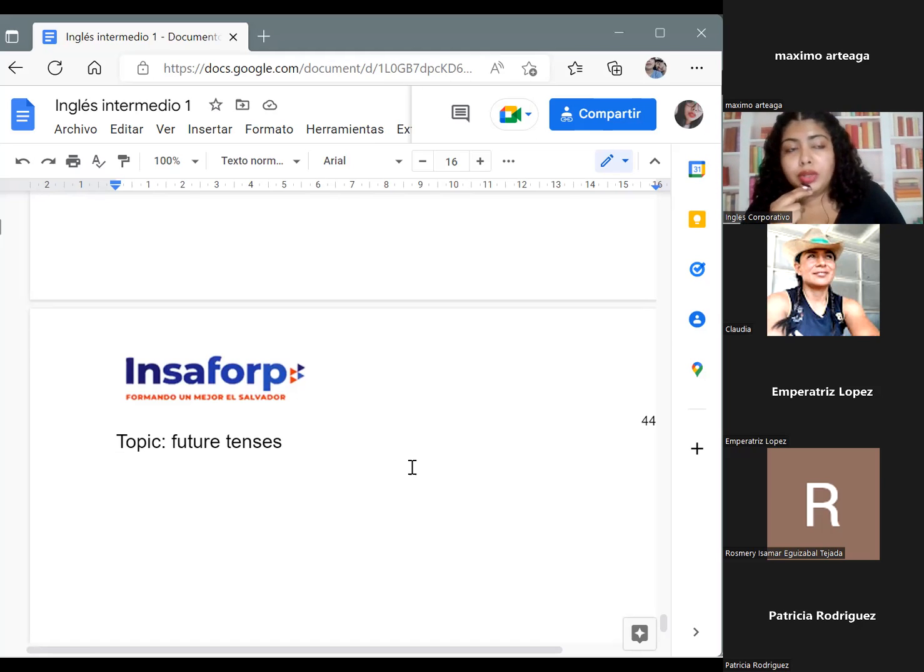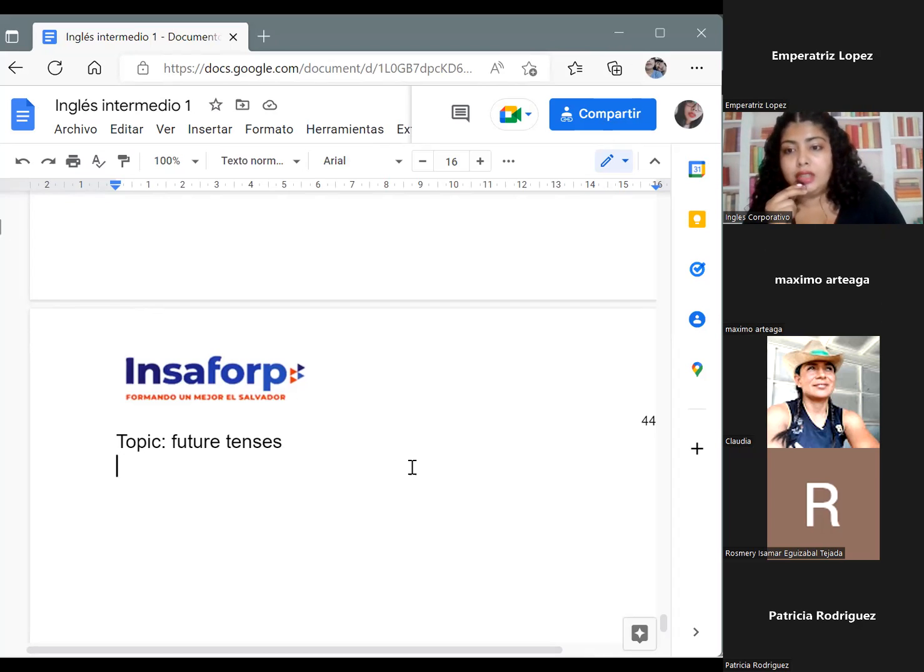And also we can use simple present. In this case, the present simple tense is usually used to refer to future events that are scheduled. So this is when you have a specific date, a specific hour to do something. So we have the example: hurry up, the train departs in 10 minutes.